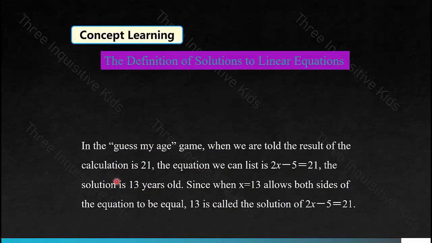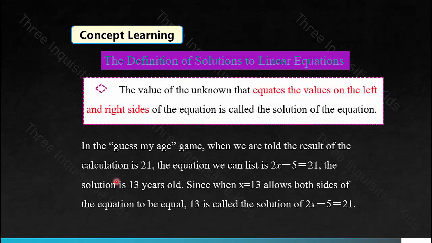The definition of solutions to linear equations. In the Guess My Age game, when we were told that the result of the calculation is 21, the equation we can list is 2x minus 5 is equal to 21. And our solution is 13 years old. Since when x equals 13 both sides of the equation are equal, 13 is called the solution of 2x minus 5 is equal to 21. So solutions to linear equations are the values of the unknown that equate the values on the left and right sides of the equation.